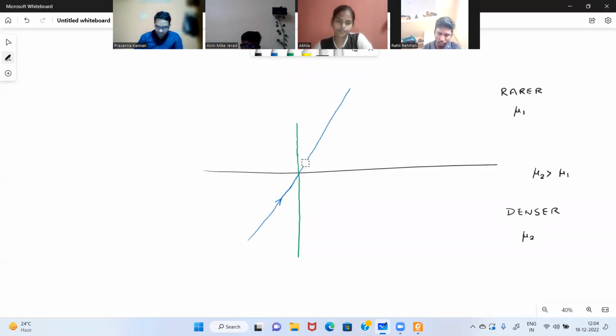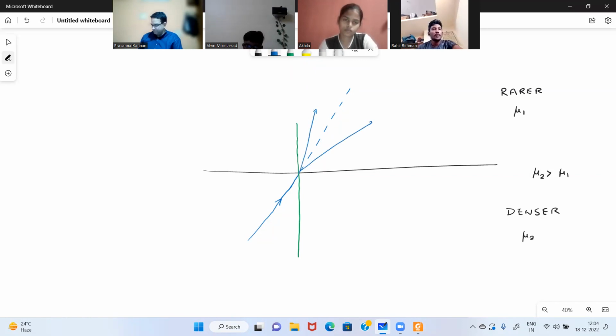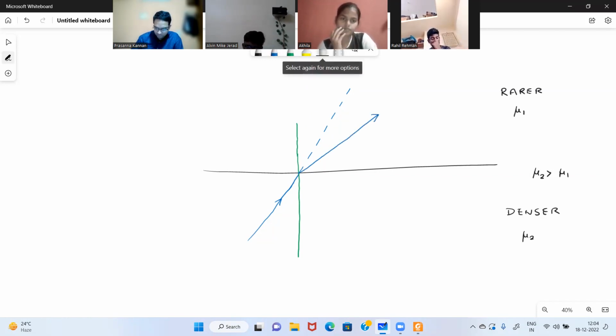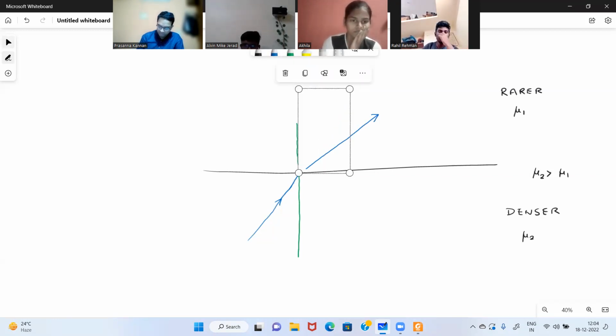Yes, sir. But now what is going to happen? It's moving from what medium to what medium? Denser to rarer. Denser to rarer means the refracted ray will bend towards the normal or away from the normal? Away from the normal. Towards the normal means like this. Away from the normal means like this. So which way is it going to move? Away from the normal, like this. Understood? Yes, sir. Very good.